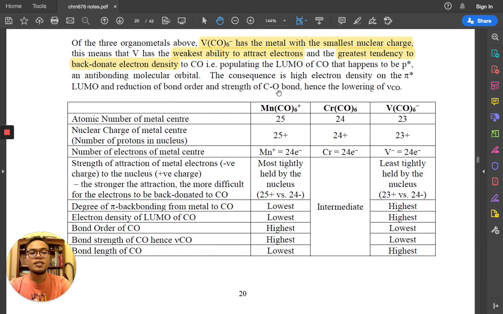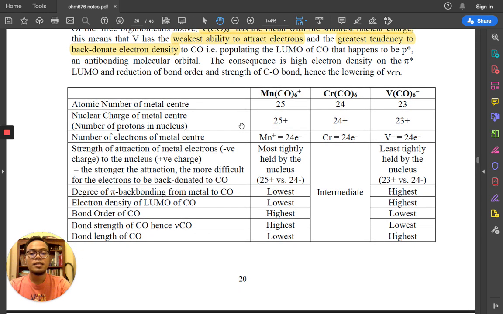Now the consequence is high electron density on the pi anti-bonding, and of course this will reduce the bond order as well as the bond strength of your carbonyl. So that's why vanadium is having the lowest frequency. Now, in order to understand this more clearly, let us look at this particular table.